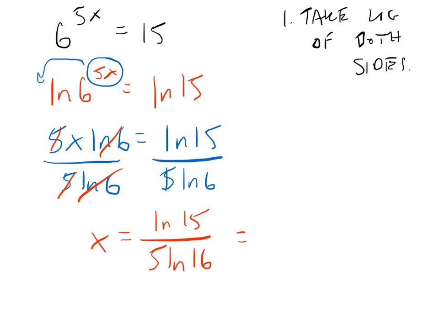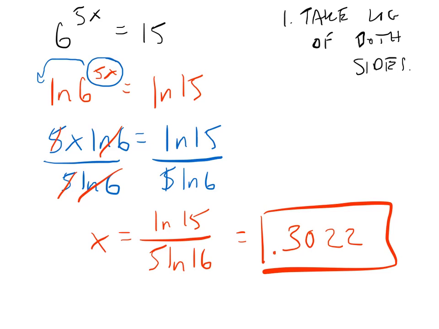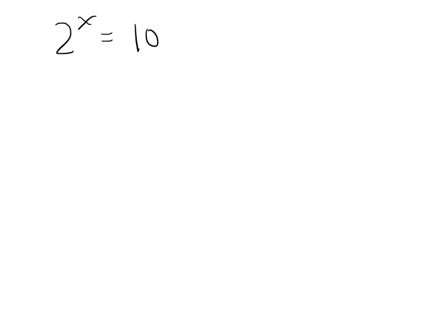Now we can enter that into our calculator, and when we enter that into our calculator, we're able to see that we get 0.3022. Okay, so there is our answer right there. So let's look at another example. Remember, the first thing we're going to do is take the natural log of both sides.